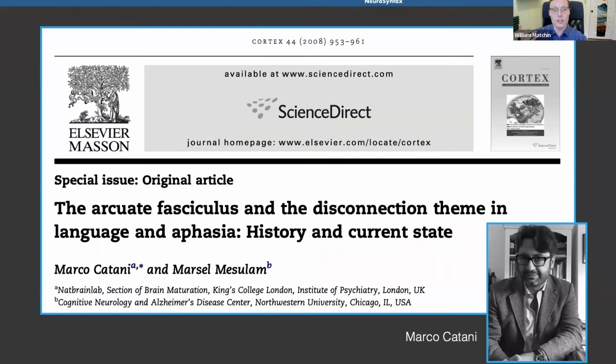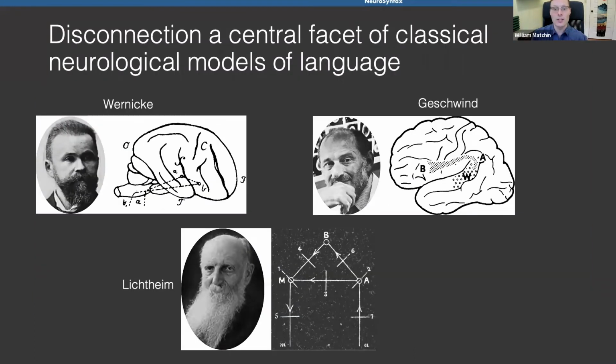So this idea of a disconnection syndrome was called attention to with this paper by Catani and Mesulam in 2008, which reviewed this concept in the context of the arcuate fasciculus. And so what they discuss is that if you look at the classical neurologists and Geschwind in the 20th century, disconnection was a central theme of their explanations of various linguistic deficits. The idea that not only damage to individual centers would cause a particular deficit, but disconnection.